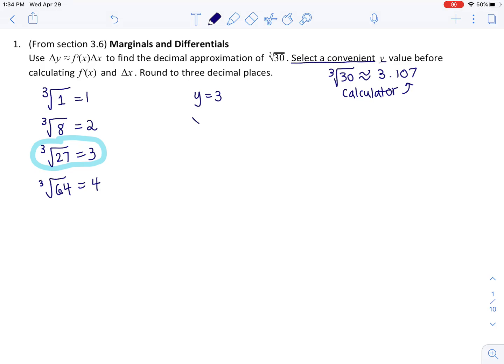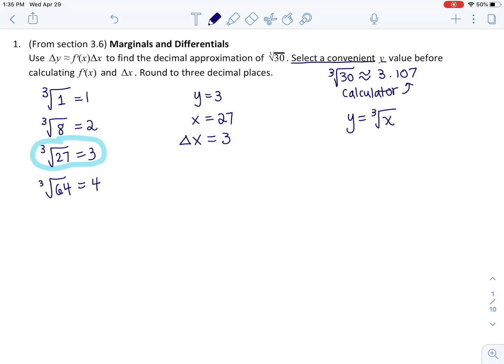So my y value is 3. They said select the convenient y value, but we actually did convenient x value. The convenient x value is 27. And the convenient y value is 3 because when I plug 27 into the function, and the function is cube root of x, right? I get 27.